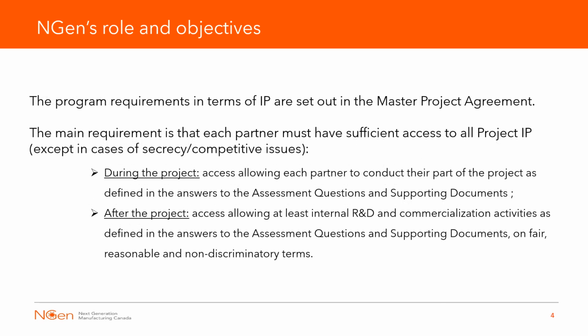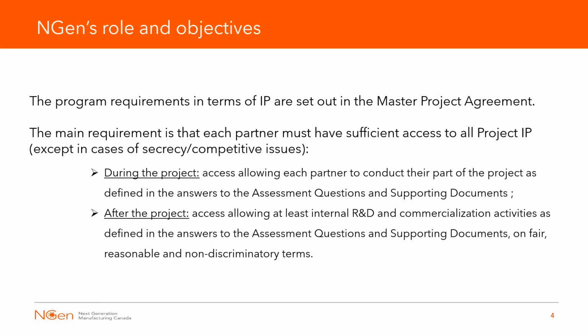The program's IP requirements are set out in the Master Project Agreement, which you can find on the program's landing page. The main requirement is that each partner must have sufficient access to all project IP during the project. Access must allow each partner to conduct their part of the project, and we suggest that this access be free of charge, and also after the project.